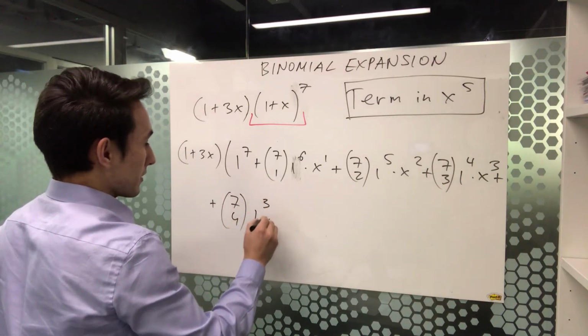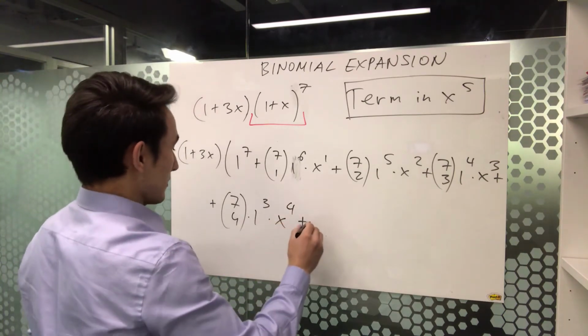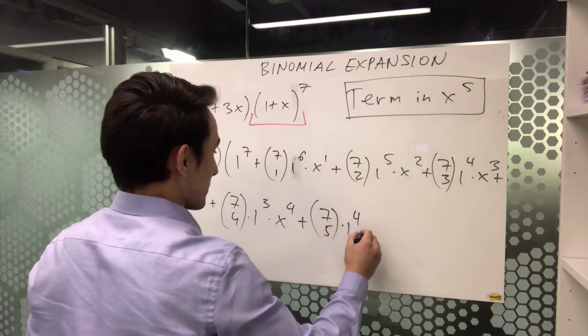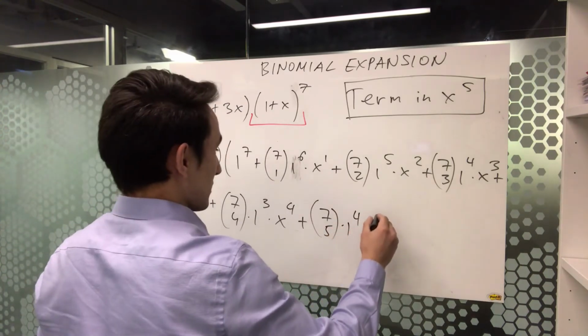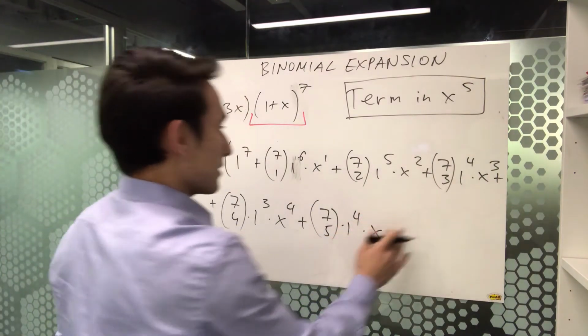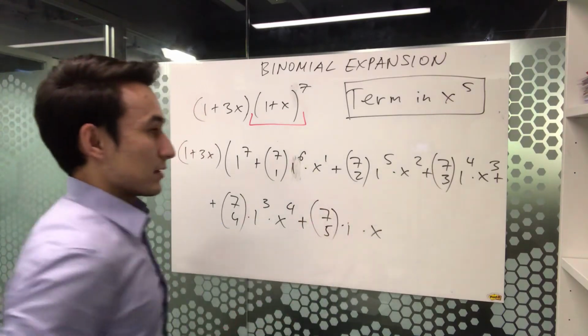1, 12, 3 times x⁴. And then there is also 7, 5 times 1⁴ times x³. Wait a second, now I'm lying here. It's not x³, it will be x⁴. Oh wait, I'm making some mistakes here.